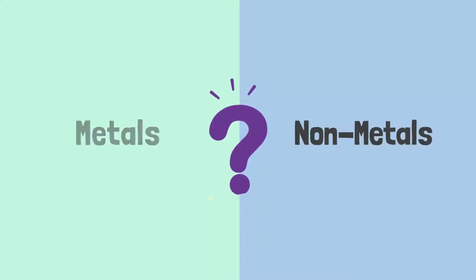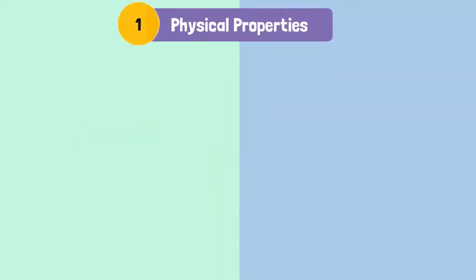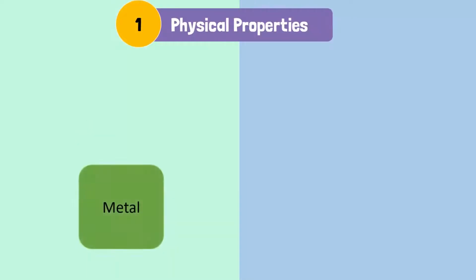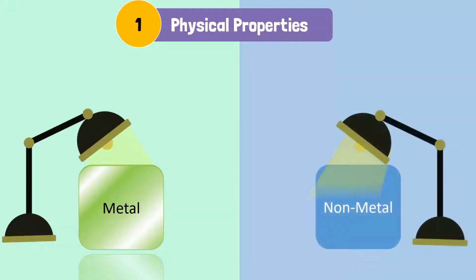To know which elements are metals and which are non-metals, we look at their physical properties. The first difference is metals can reflect light very well. This is why they look shiny and lustrous. Non-metals, however, are dull. They are not very good at reflecting light.